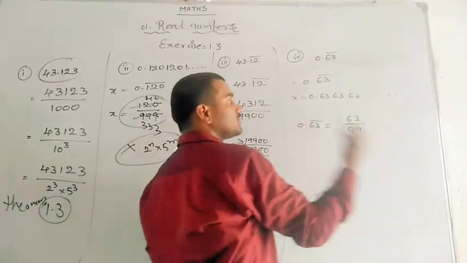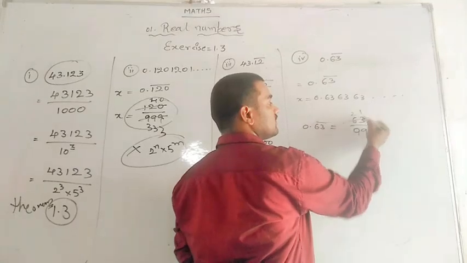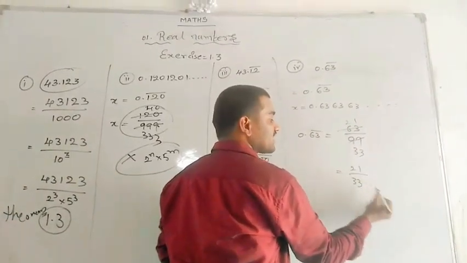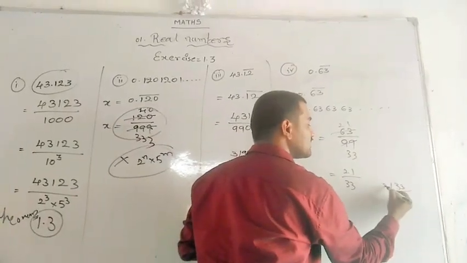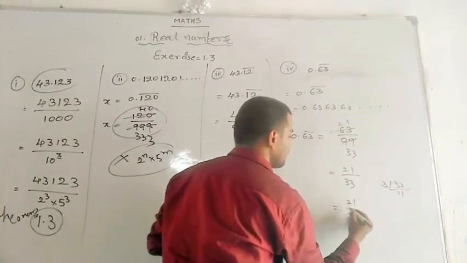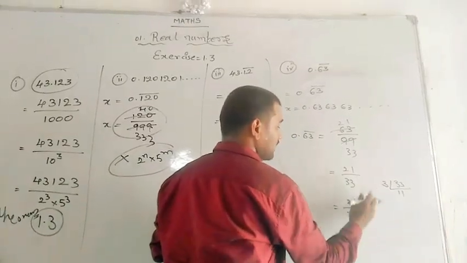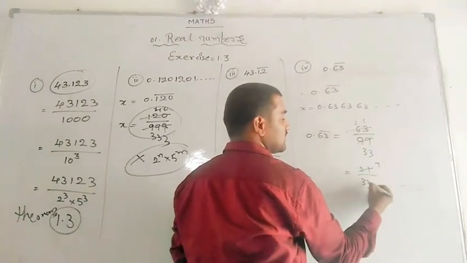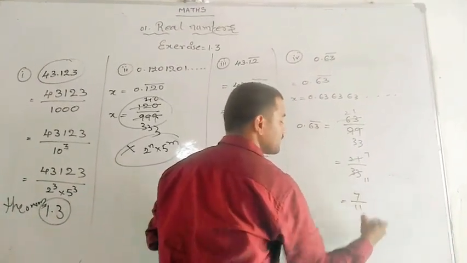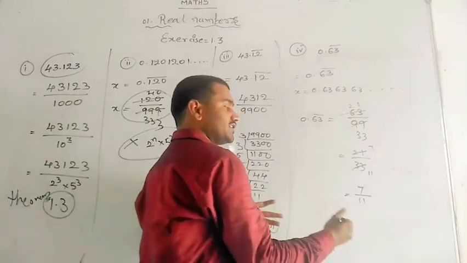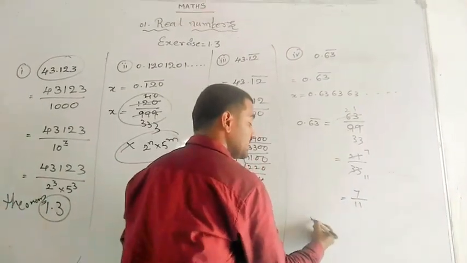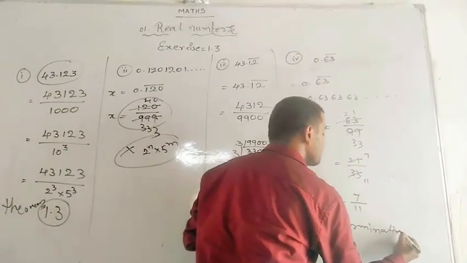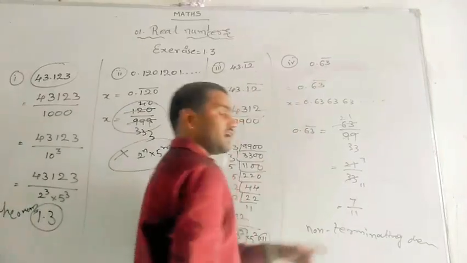There are no non-bar digits. Let's cancel: 3 twos are 6, 3 ones are 3, 3 threes are 9, so it equals 21 by 33. The prime factorization of 33 is 3 into 11, and we can cancel again: 3 sevens are 21, 3 elevens are 33, so that is 7 by 11. The prime factorization of 11 is not possible, so here it is a non-terminating decimal number.